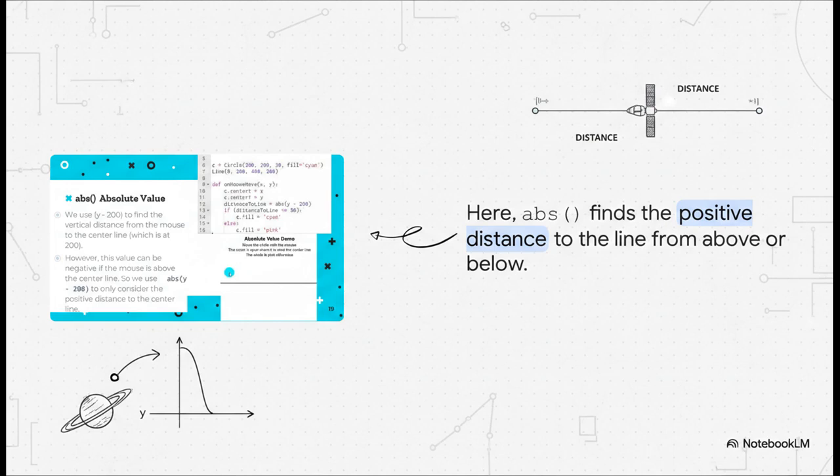So the code here wants to know if the circle is close to that horizontal line. That line is at the y-coordinate 200, so to find the distance, we just subtract y minus 200. But wait, what happens if the circle is above the line? The y value would be less than 200, so the distance would be negative. And distance can't be negative, right? By wrapping the whole calculation in abs, we get the pure positive distance. So abs of 180 minus 200 is 20, and abs of 220 minus 200 is also 20. This is the absolute core of how simple collision detection works in games.